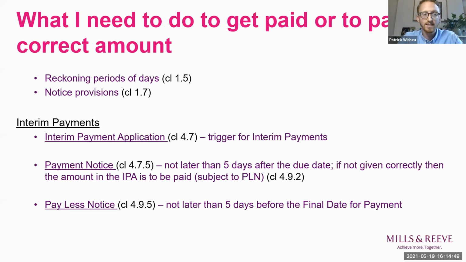If the employer doesn't give a payment notice at all, or if it's given incorrectly, then the amount to be paid on the final date for payment is the amount applied for in the interim payment application, subject to any pay less notice. So turning to the pay less notice, this is something to be given, if needed, by the employer not later than 5 days before the final date for payment.